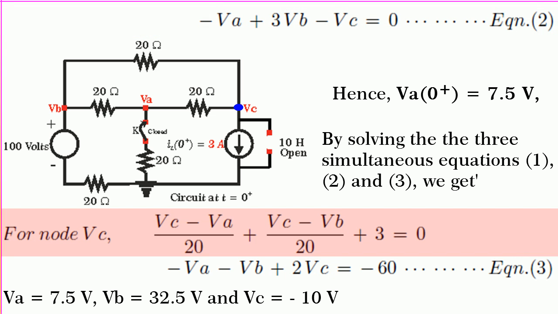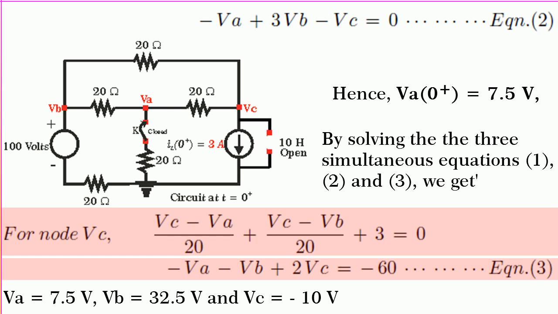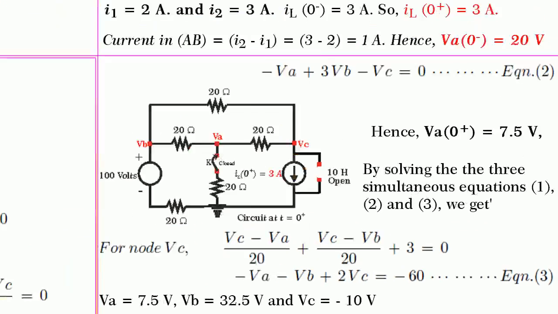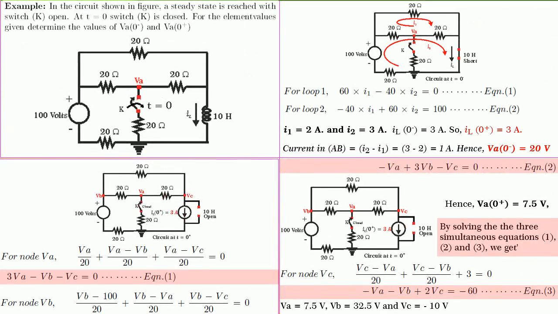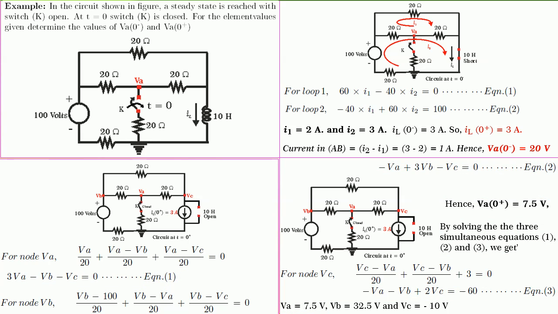Similarly, for node VC, we get VC minus VA by 20 plus VC minus VB by 20 plus 3 is equal to 0. By simplifying it, we get minus VA minus VB plus 2 VC is equal to minus 60. Let it be equation 3. By solving these three simultaneous equations 1, 2 and 3, we get VA0 plus is equal to 7.5 volts. Friends, you see that we have used a different technique to solve this problem.